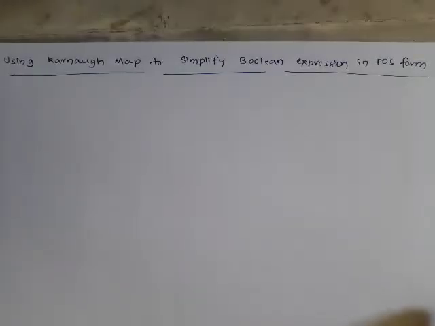Next we look at how to simplify the Boolean expression if it is given in product of sums form. Previously we observed the general procedure for simplification using Karnaugh map.